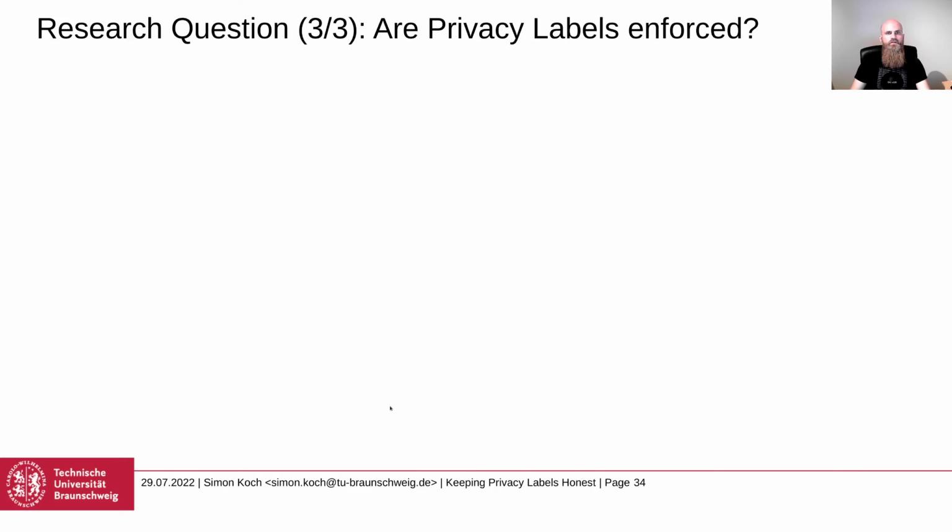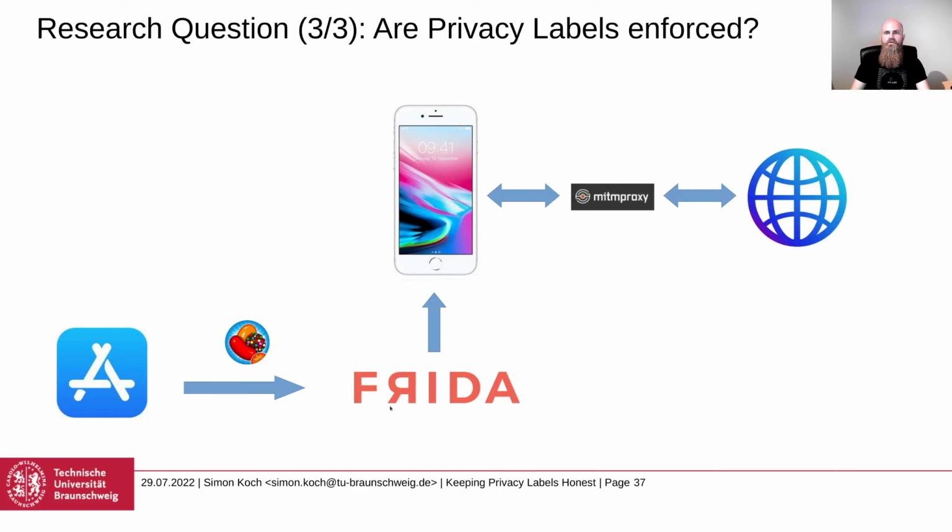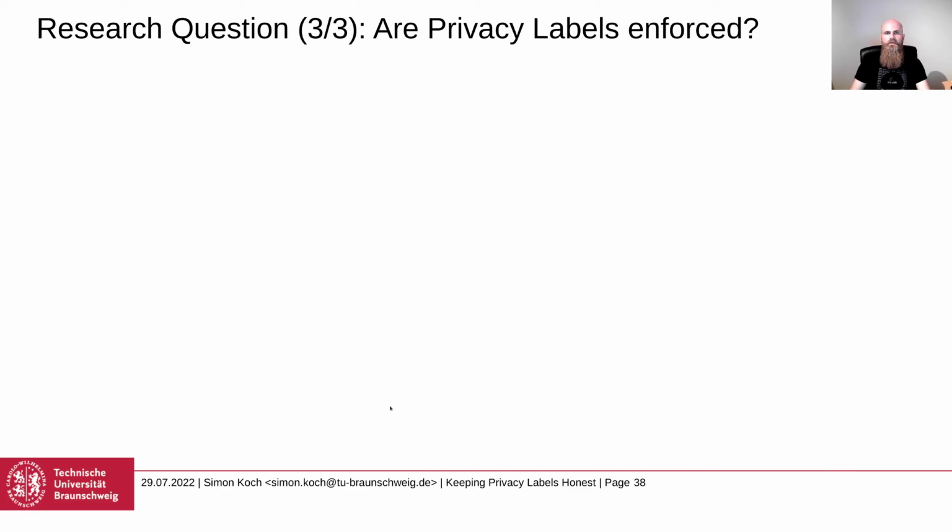Our third and last question was, are privacy labels actually enforced? And for this, we downloaded apps from the app stores, leveraged Frida to install and start those apps on an iPhone, and then intercepted the traffic for 60 seconds while running the app without any further interaction. We then searched that traffic for data points listed, or rather not listed, in a privacy label. And the answer is no. Privacy labels are not enforced, at least not strictly.